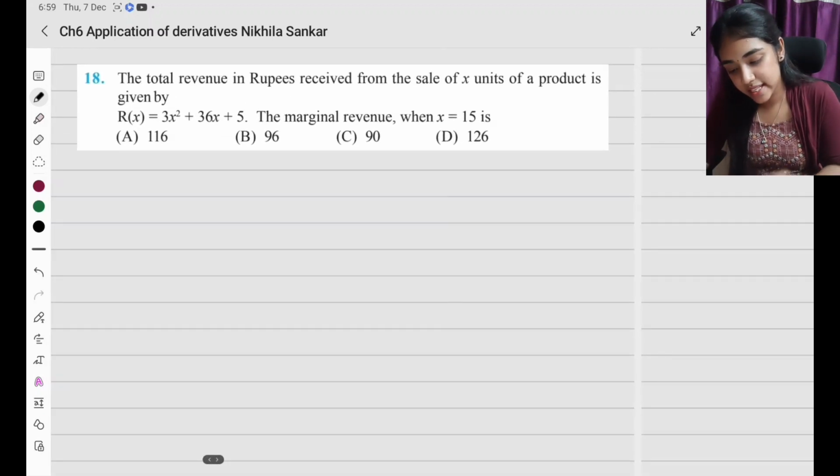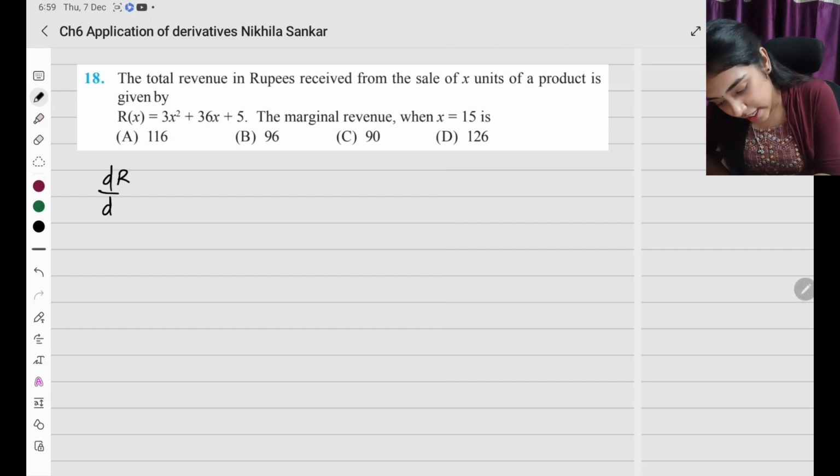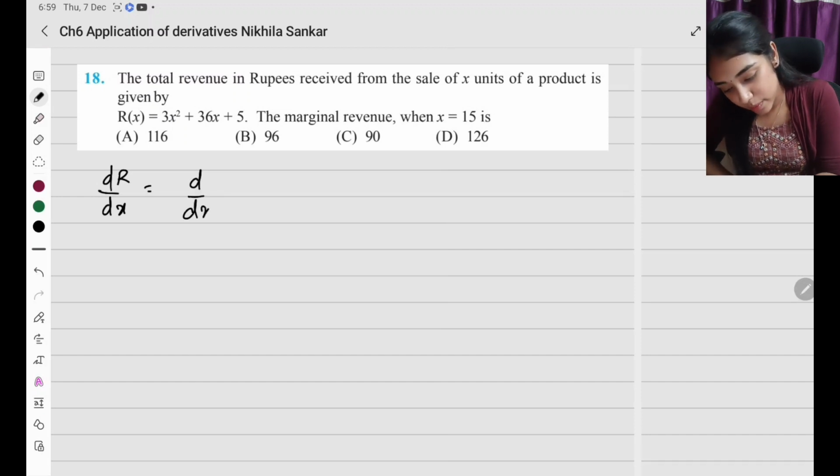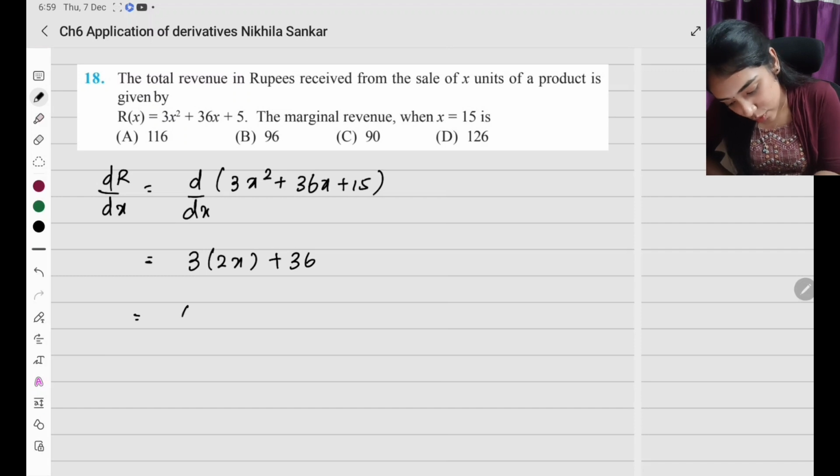Last question of the exercise. So marginal revenue is given, you have to differentiate again. So I have dr by dx is going to be, this is exact example question. So d by dx of 3x square plus 36x plus 15. This is going to be 3 times 2x plus 36, which is going to be 6x plus 36.